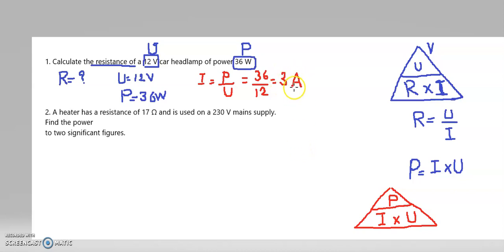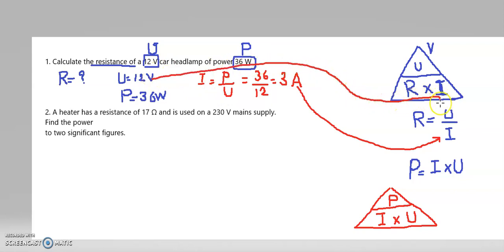Now that I have the current and then I have the voltage here, like this, I can calculate the resistance. So resistance is voltage divided by the current, is 12 divided by 3, and the answer is 4. The unit is ohm.